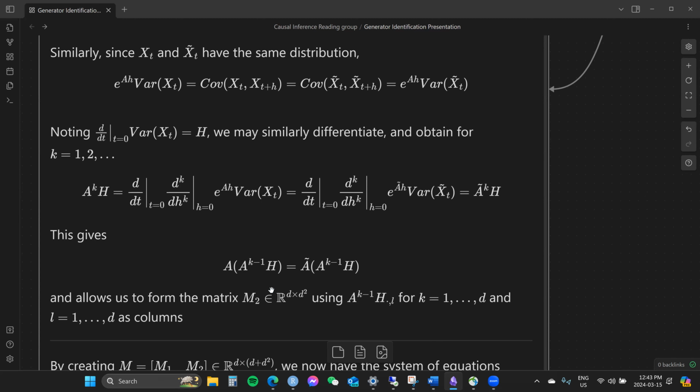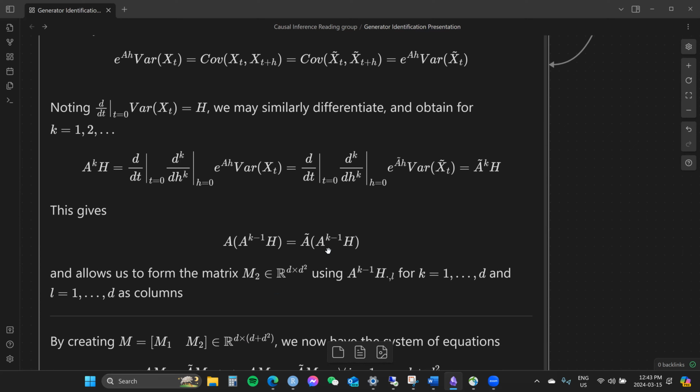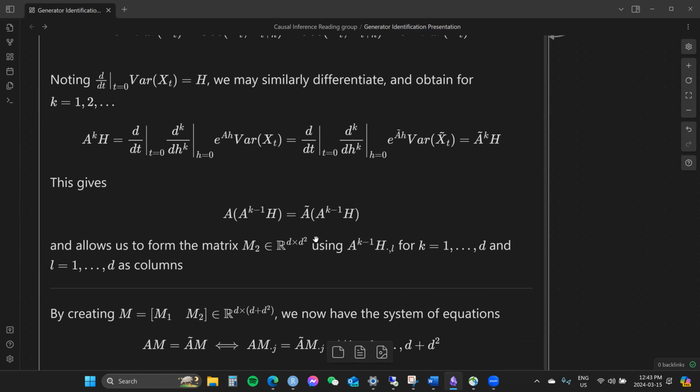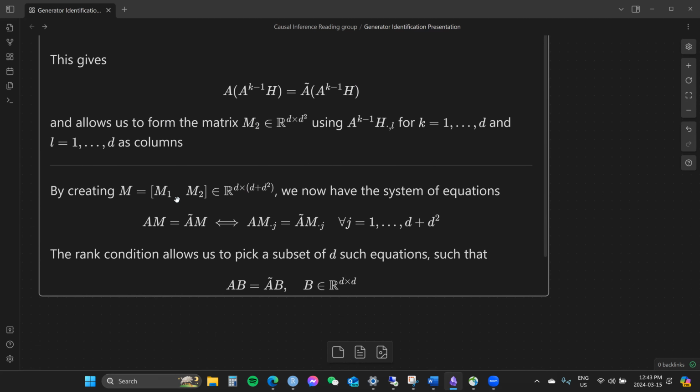So you get two kinds of systems of equations, and these are exactly the ones that form the big matrix which they impose the rank condition on. Because you have equality here, you can try to show that A is equal to A tilde. Then finally, you get the result because you have these two sets of equations, one from the expectations evolving, one from the covariances evolving. You create a big block matrix, and then you'll have this be true for basically D plus D squared different equations.